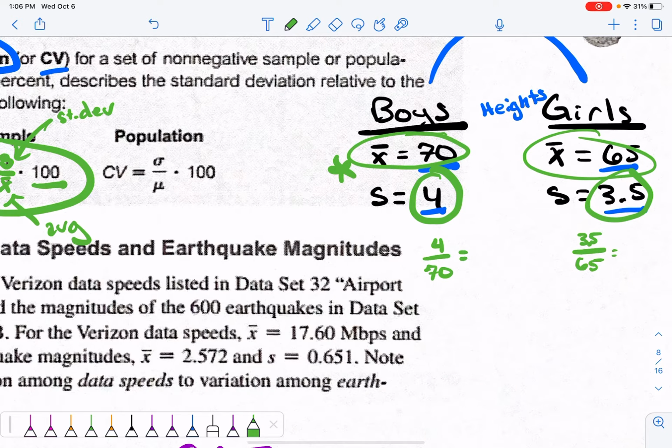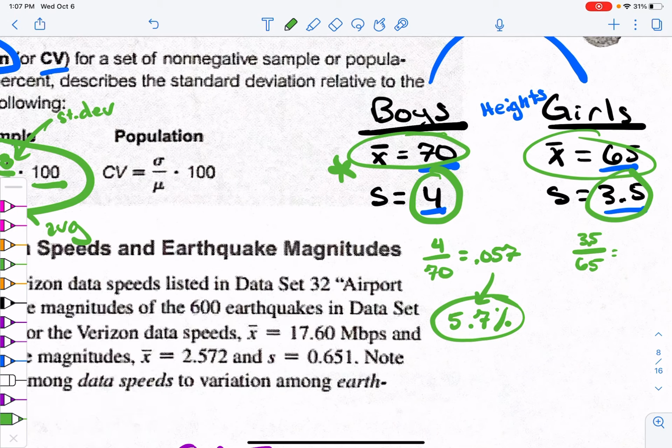And we figure those out as a decimal, and then we can convert them to percentages. Again, you don't have to multiply by 100 because you can do that kind of in your head. So 4 divided by 70 is 0.057, which would turn out to be, if you move the decimal, 5.7%. So it has 5.7% variation among the boys' heights. If we take 3.5 and divide by 65, it is 0.054. So this one has a variation of 5.4%.